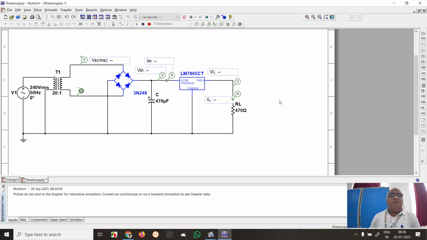You identify the output voltage. It just takes some time because you are starting the simulation.